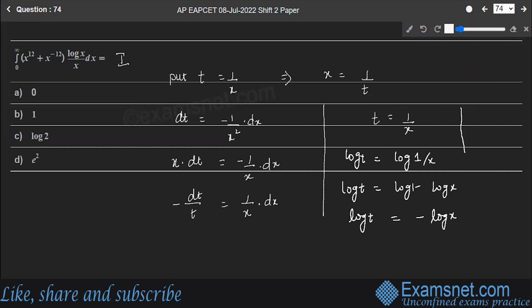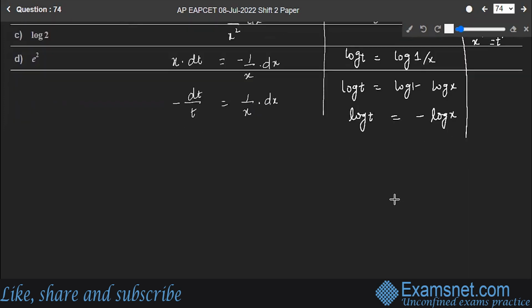Okay, one more thing. If I'm saying x raised to power 12, this is actually equal to t raised to power minus 12, or x raised to power minus 12, this is equal to t raised to power 12. Why is it so? Why I'm doing it? Because we will be using this thing. Okay, now we are done with all the basic ingredients to solve the sum, and let's go towards the solution.